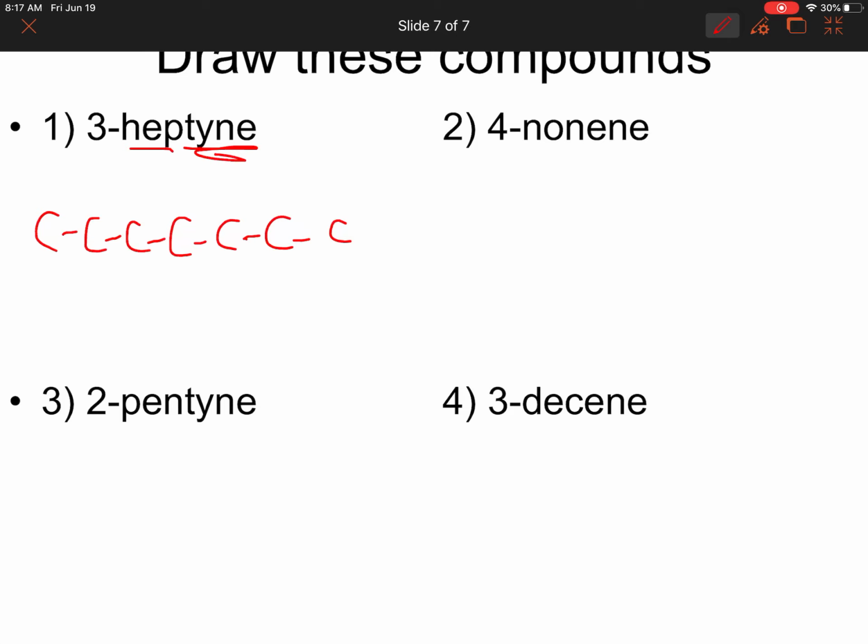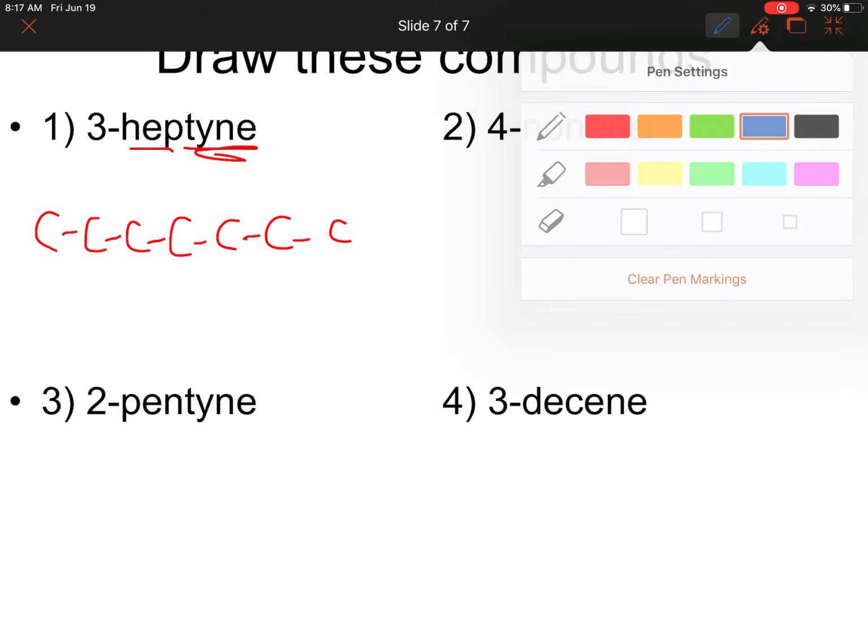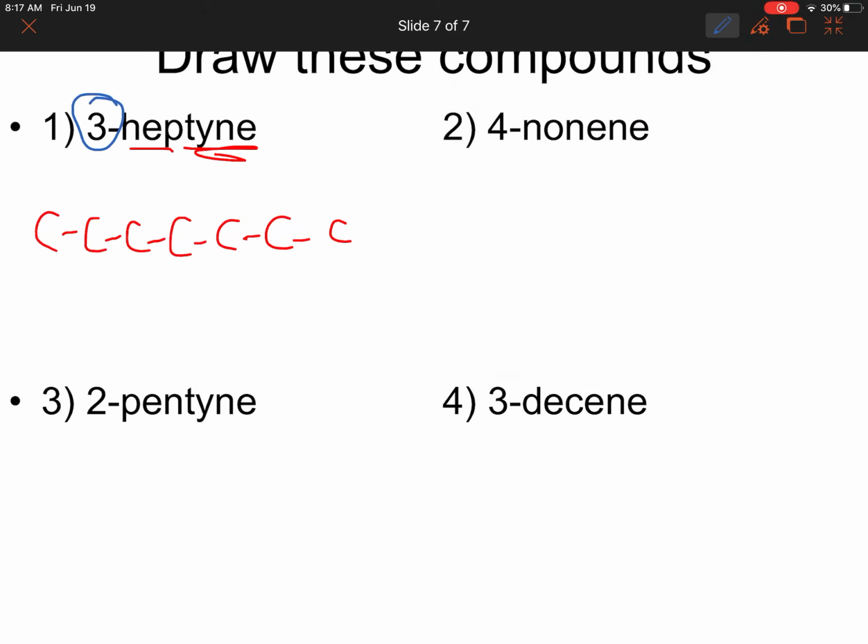Yne means there's a triple bond. But where's the triple bond located? Oh, number 3 carbon. So we got to count. Now, I suggest you go left to right. So this is 1, 2, 3, 4. So it's in between the 3 and the 4 carbon here. I put a triple bond here.